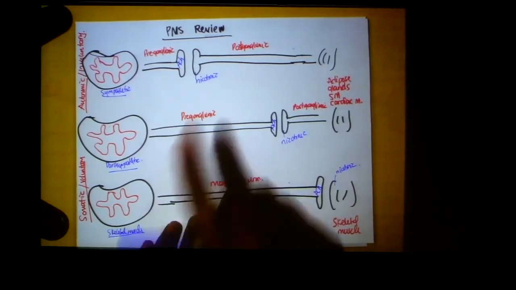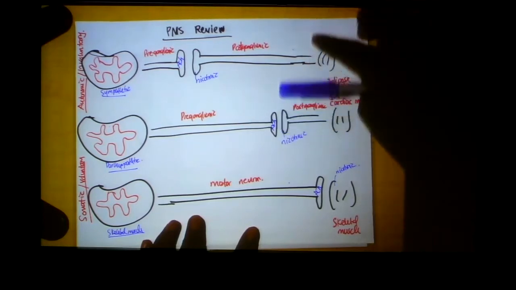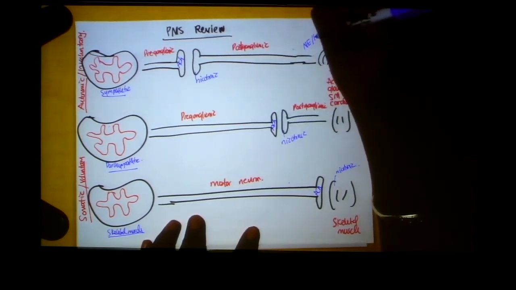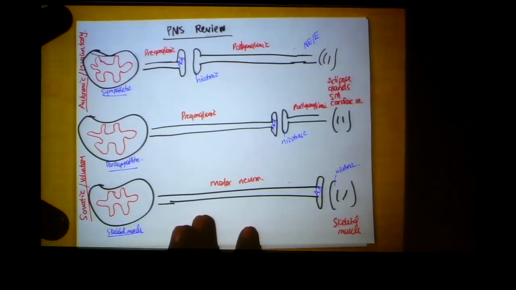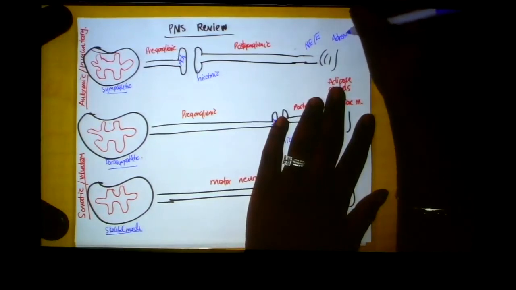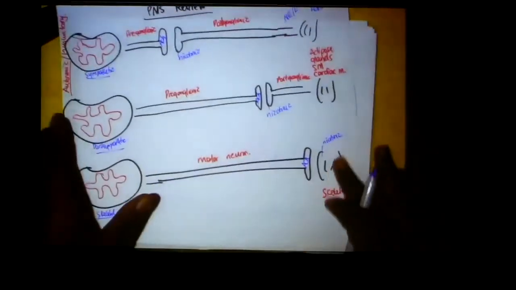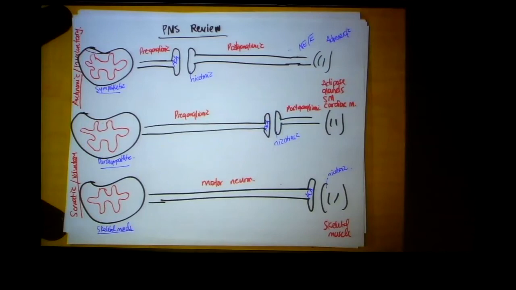What type of neurotransmitter does this second neuron release, the postganglionic neuron here, on the sympathetic side? Norepinephrine or epinephrine, okay? So our neurotransmitter released here is norepinephrine or epinephrine. What type of receptors are going to bind to here? Norepinephrine or epinephrine binds to what type of receptor? Adrenergic, right? Adrenergic. And what does adrenergic mean? What are the types of adrenergic?